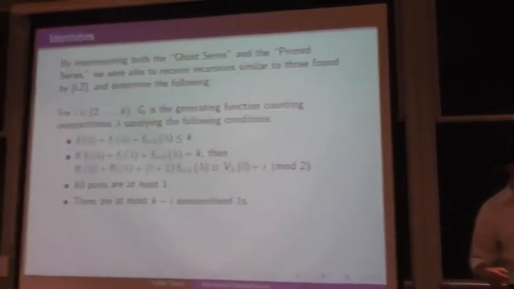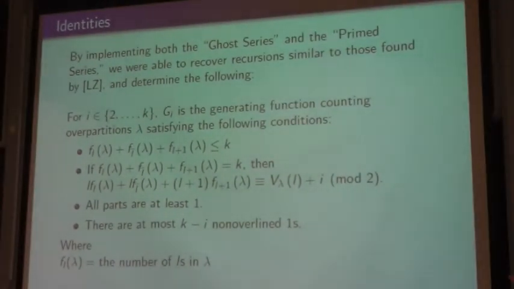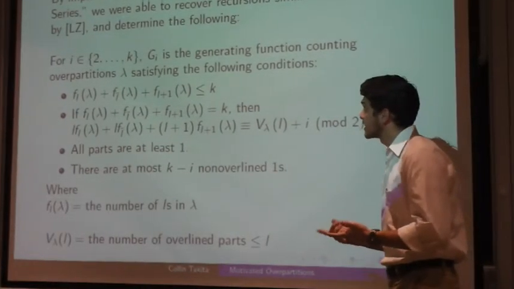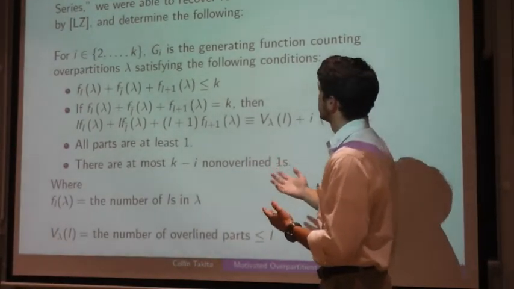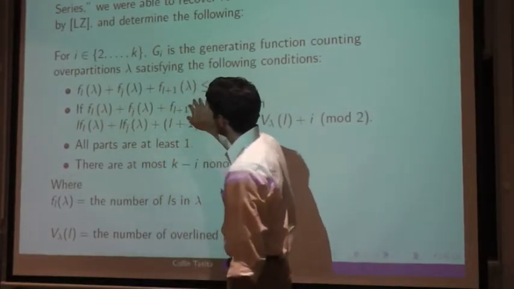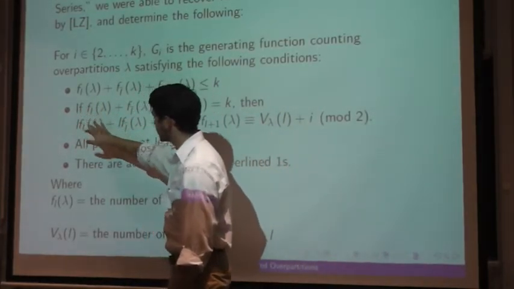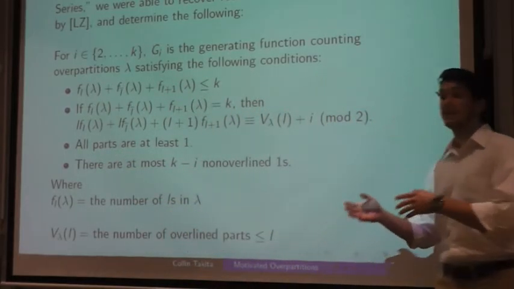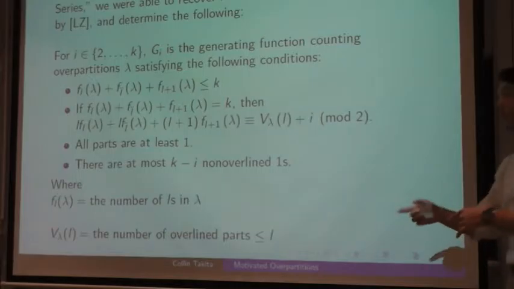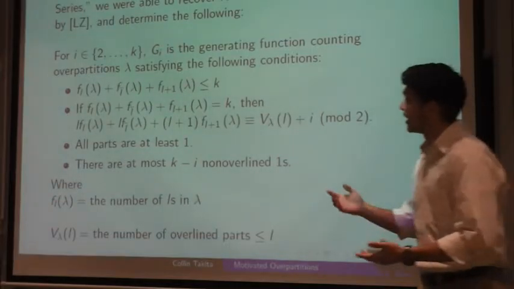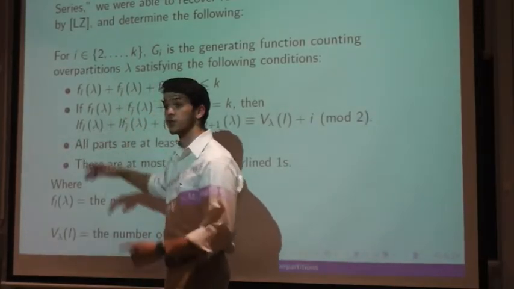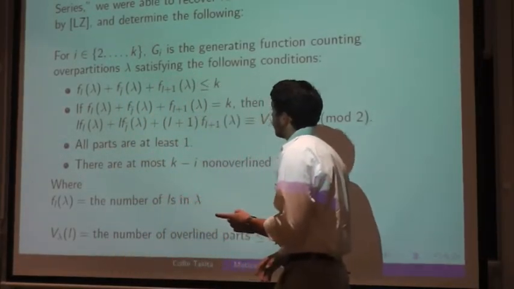So if we think about the standard G sub i's that were drawn from the Lepowsky-Zhu papers and modified to overpartitions, we see that the overpartitions satisfy these conditions. We have this notation now, where each f sub L of lambda is just the number of L's in the partition lambda. So L could equal 1, and that would just be the number of 1s in the partition lambda. In this case, it's the number of overlined 1s, and this will either be 0 or 1, because there can be at most 1 overlined part.